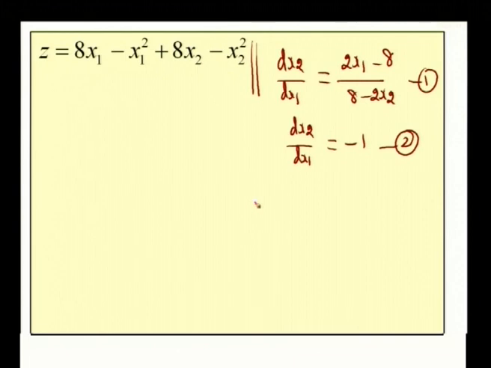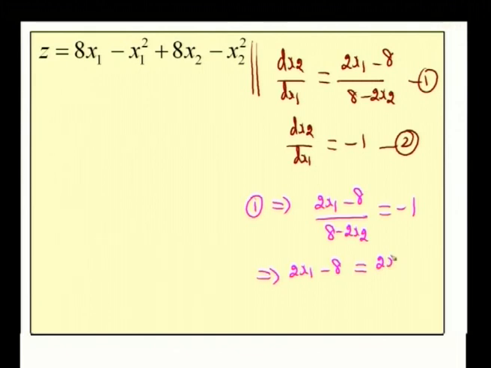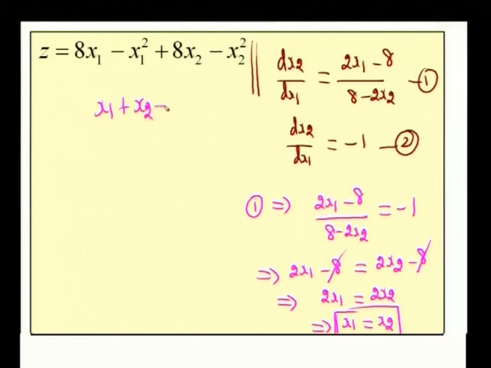Now, using 2 in 1, equation 1 becomes (2x1 minus 8) by (8 minus 2x2) equal to minus 1. From this, 2x1 minus 8 equal to 2x2 minus 8. By cancelling the minus 8 on both sides, we have 2x1 equal to 2x2, which gives us x1 equal to x2. So, by making use of equation 2 in 1, we have x1 equal to x2. Now, with x1 equal to x2, from the equation x1 plus x2 equal to 12, we have x1 and x2 values as 6 each.